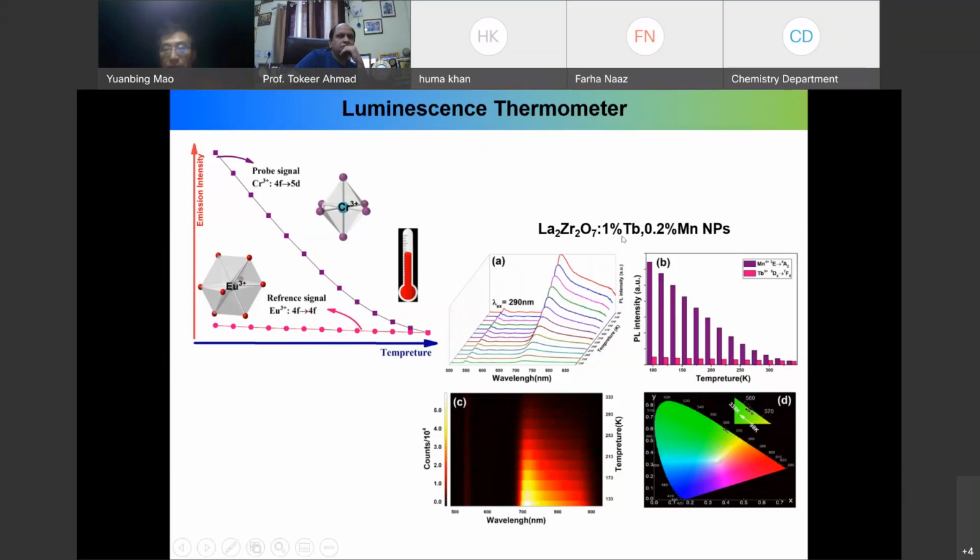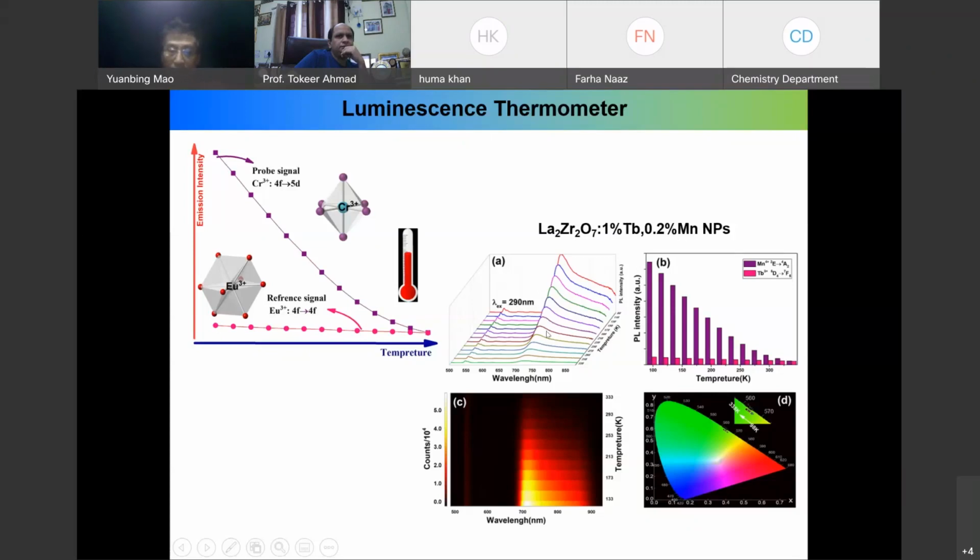We dope it with terbium. This is because it is a rare earth element, so it's more temperature insensitive, and then this transition metal, manganese, is more temperature sensitive.